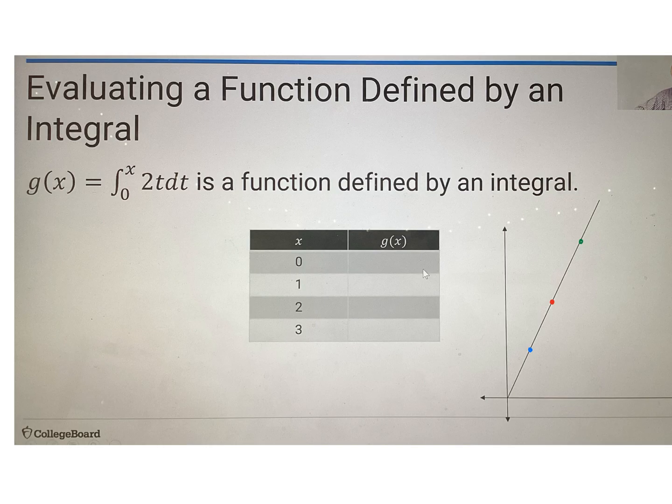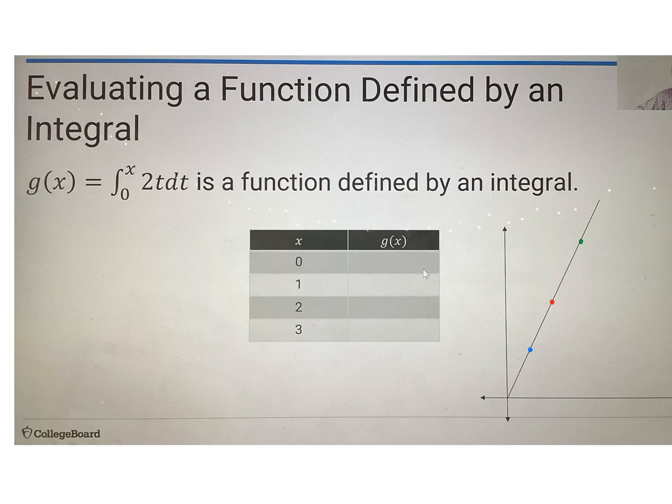If we are evaluating a function given an integral, okay, where g of x is equal to the integral from 0 to x of 2t dt, and we've got this graph here. So this graph on the right-hand side is just the line y equals 2x, okay? Do you guys agree with me? That line y equals 2x, okay?